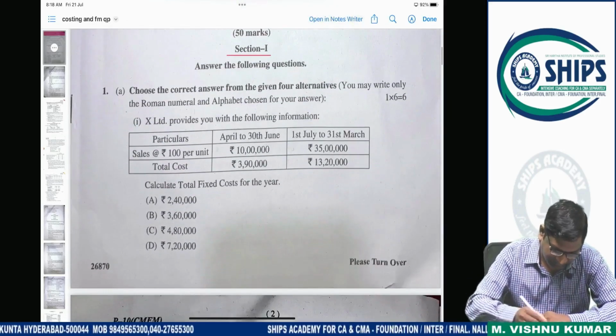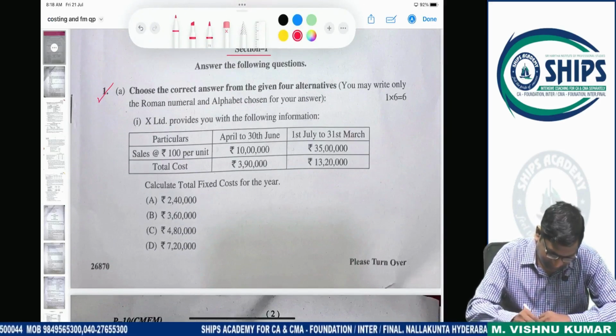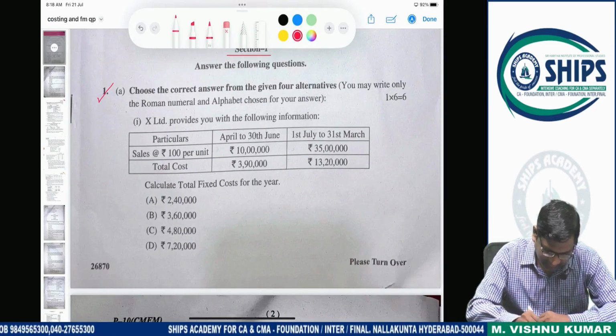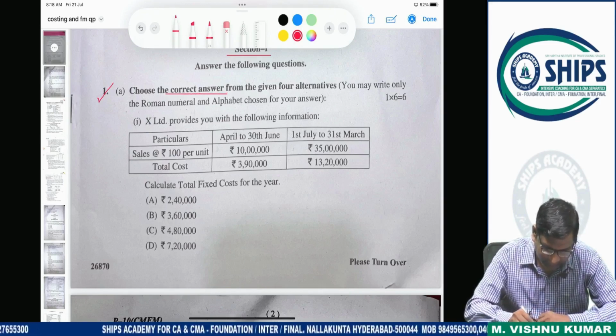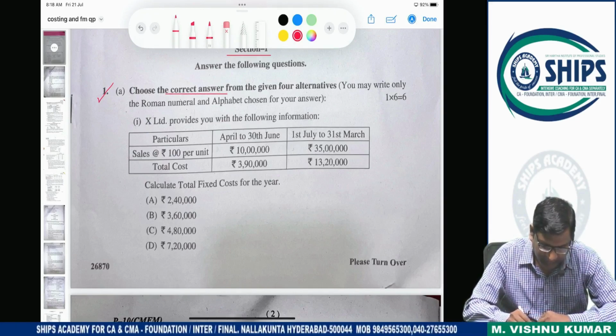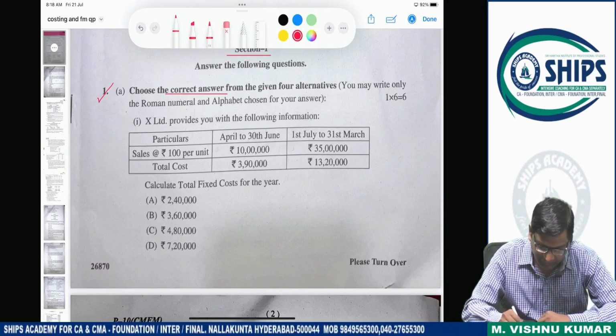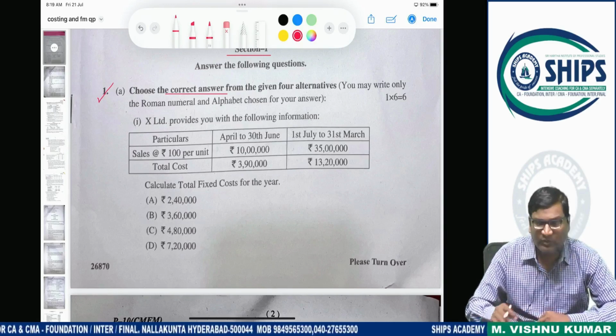So first, question number 1. This question is on MCQs. Choose the correct answer. So first question, X Limited provides you with the following information. Particulars are given: April to 30 June, 1st July to 31st March. So they have given sales, they have given total cost.